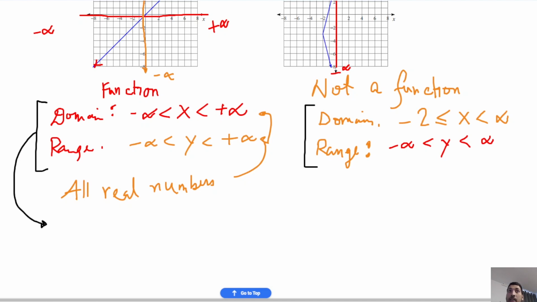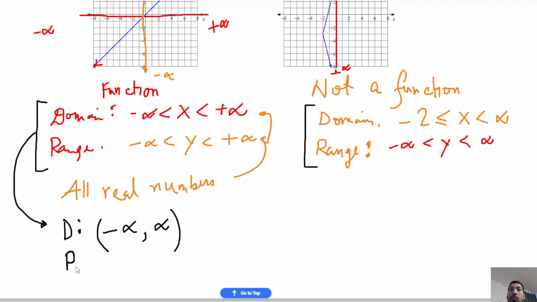So interval notation starts off with a parenthesis or bracket. If the value is included, we use a bracket. If the value is not included, we use a parenthesis. So for this one, the domain, the lowest value is negative infinity, so we put negative infinity, and then we put a comma, and then the highest value is positive infinity. Now these two values are not included because we don't have an equal sign, so we put parentheses right here. So this is the domain.